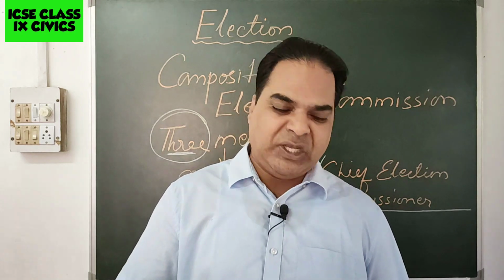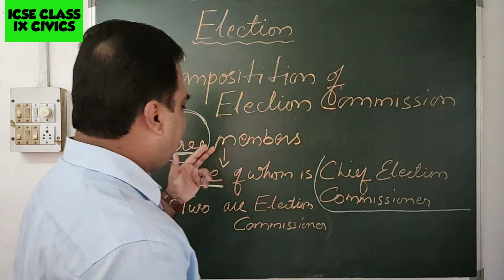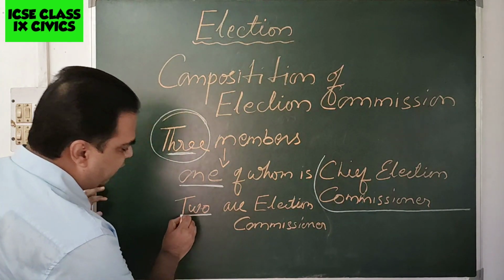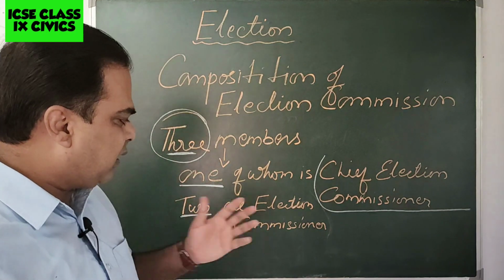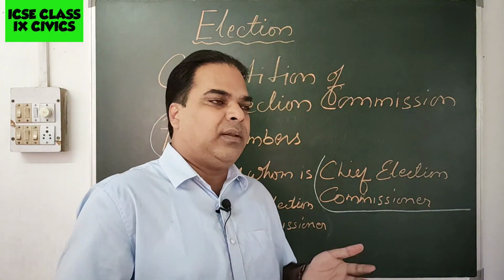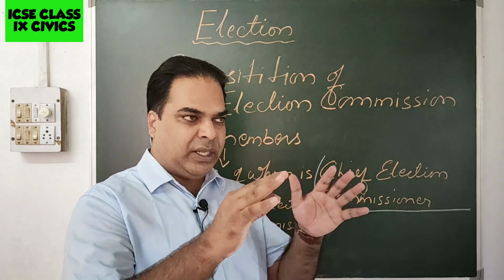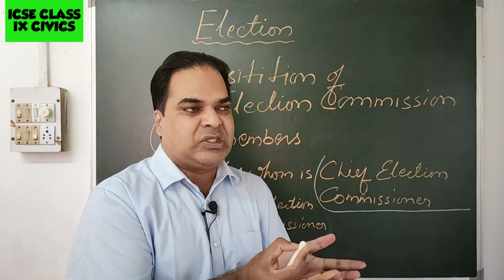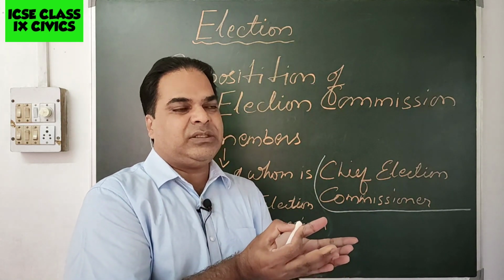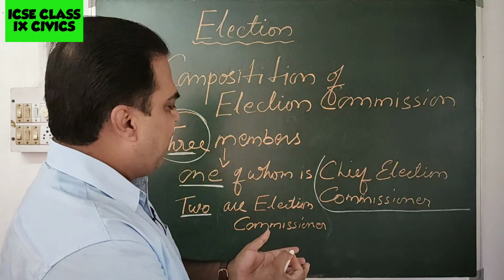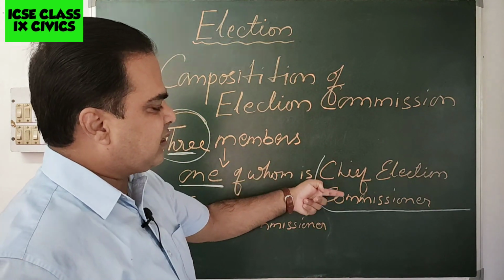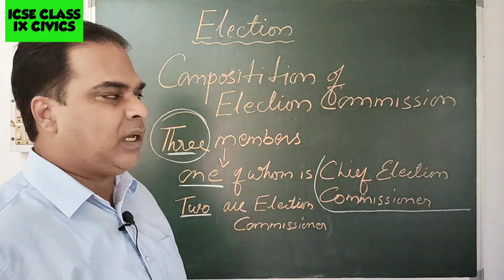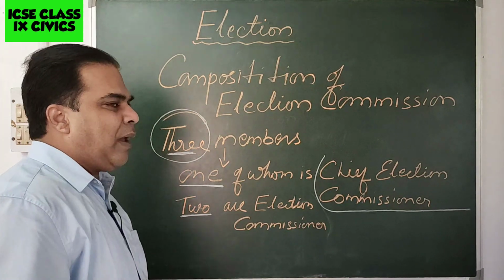He acts as the chairman of the Election Commission. Okay, and the remaining two are known as Election Commissioners. They are the ones who help the Chief Election Commissioner. So this body is formed of three members, and all three together make up the Election Commission. Okay, so who appoints them?